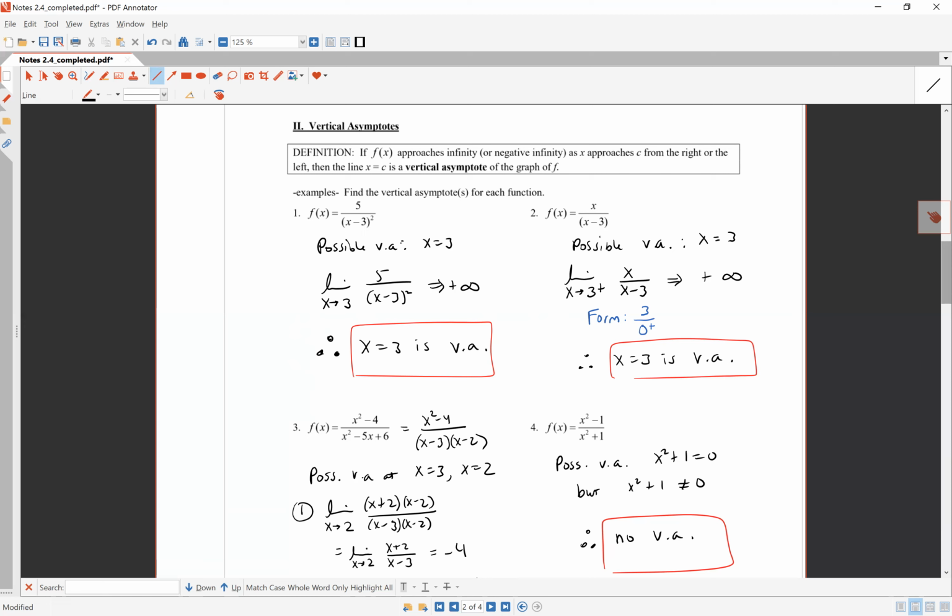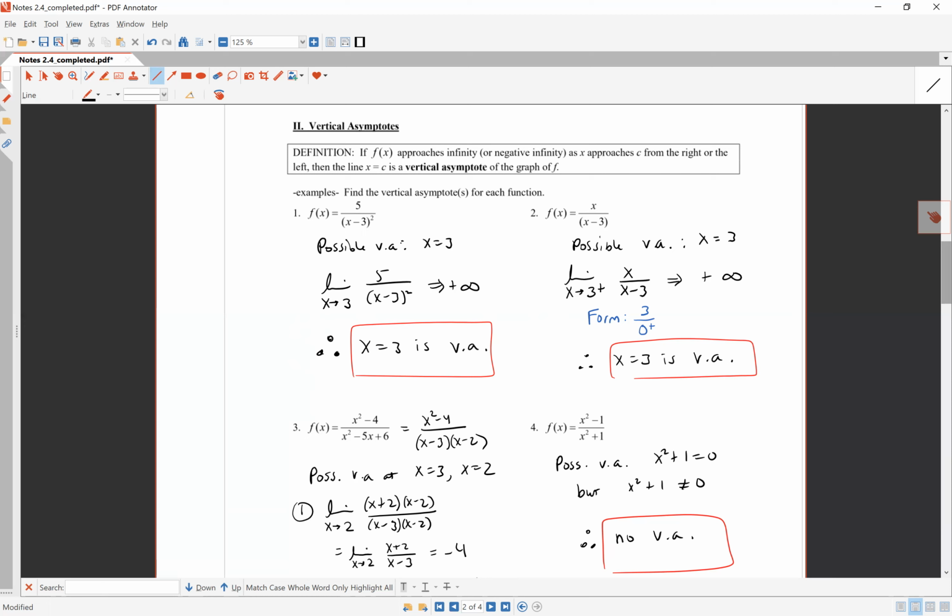I graphed a couple of these, but just use your graphing calculator or some kind of plotting utility online. Like we'll go to Wolfram Alpha. You can also plot that way. You get pretty good graphs from that. And as you get close to 3, the y coordinate gets as large as we want.